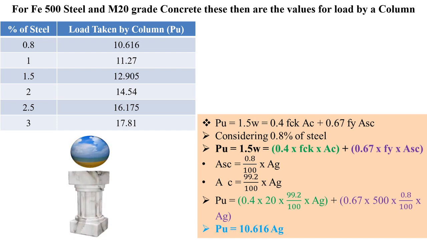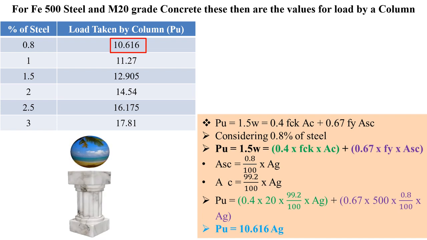So if 0.8 percentage is the percentage of the steel, then the remaining is 99.2 percent, so 99.2 percent of the gross area. Similarly, when I move to 0.67 FY, FY is the grade of the steel, that is FE 500 I am using, so 500 multiplied by ASC, that is the area of the steel. So I am considering 0.8 upon 100 of the gross area. So here AG will remain constant and all others are mathematical values. So I am putting in the formula and I am getting the value PU equals 10.616 AG.